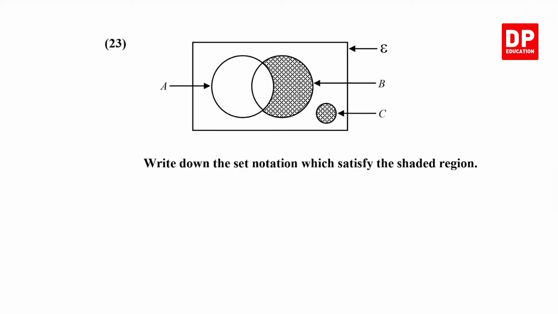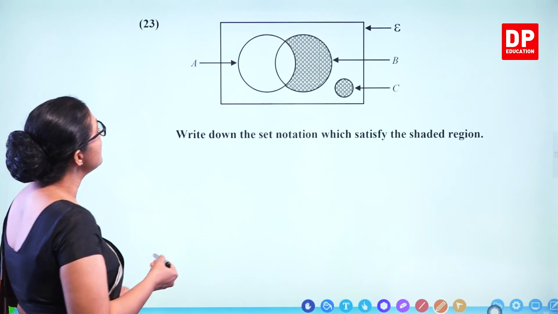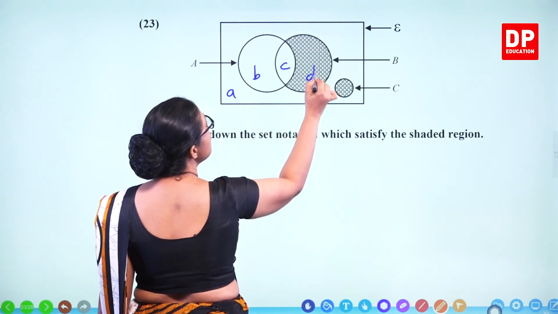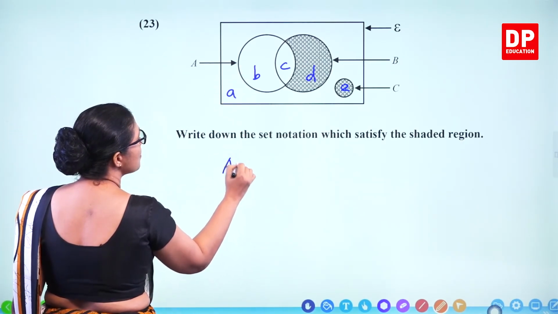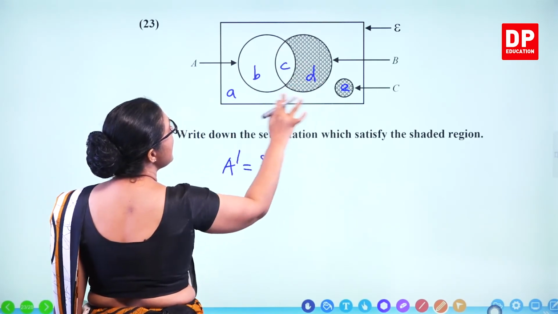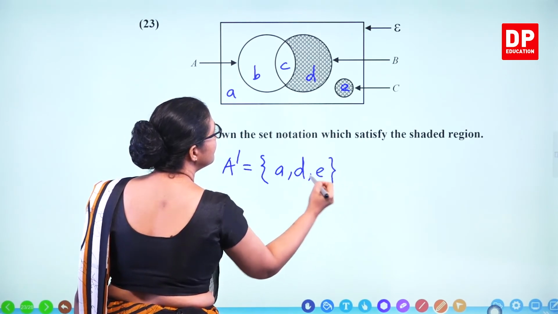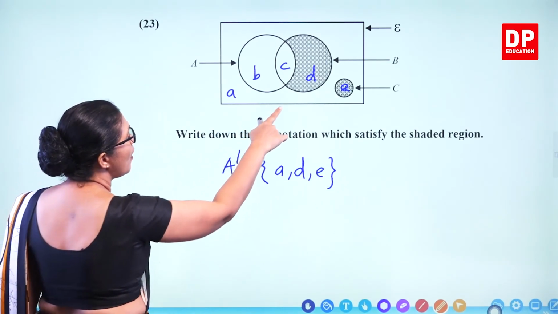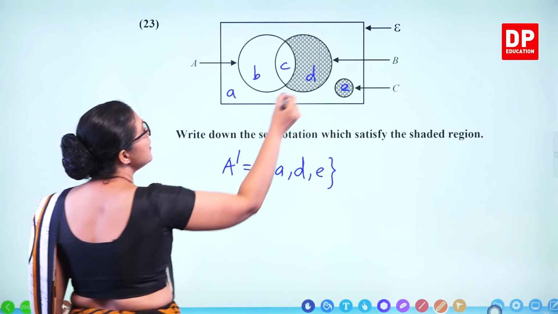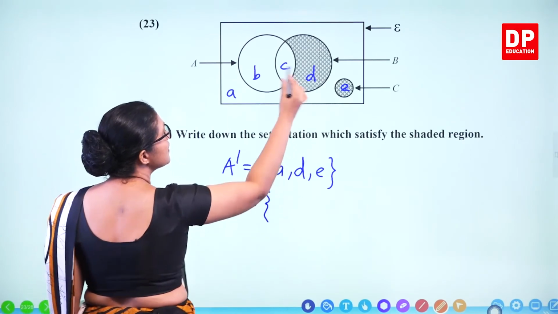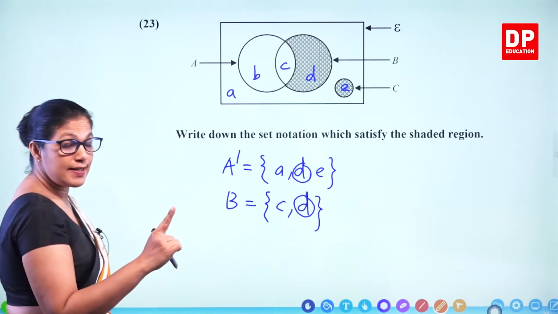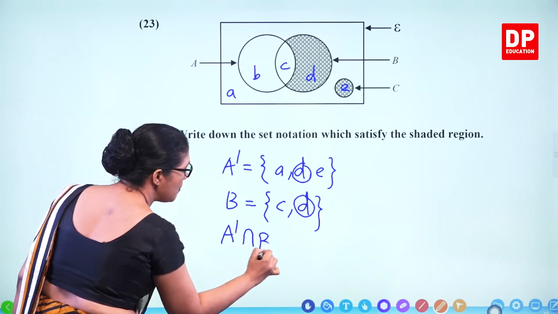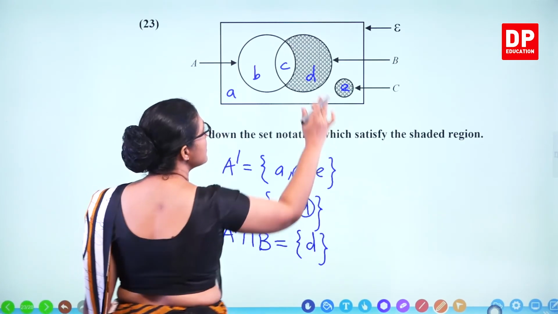Question number 23. Write down the set notation which satisfies the shaded region. What's the shaded region? We'll put A, B, C, D, E. We need D and E. So we'll see what's A dash, outside A. That's ADE. Then what's this one? Inside B. C and D. Now we need D. That's the common one for both. So that means A dash intersection B is D. That's this part. That's okay.